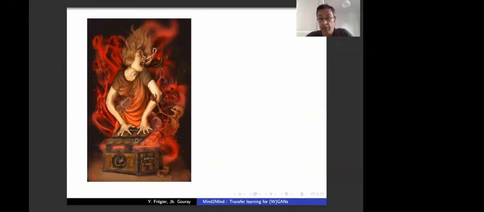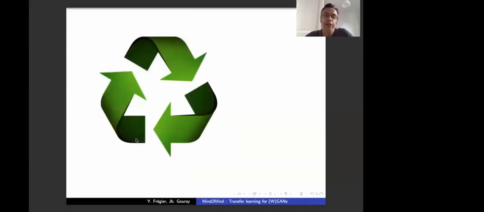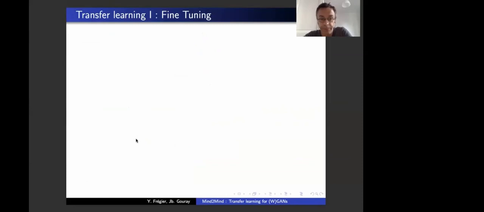And that's bad for, first, it consumes a lot of energy. And second, not everyone can take part in this race. So the idea is to recycle things. So basically, if you have spent weeks of training for a particular model, maybe if you have a data set which is similar, why restart from scratch? And that's the idea of transfer learning.